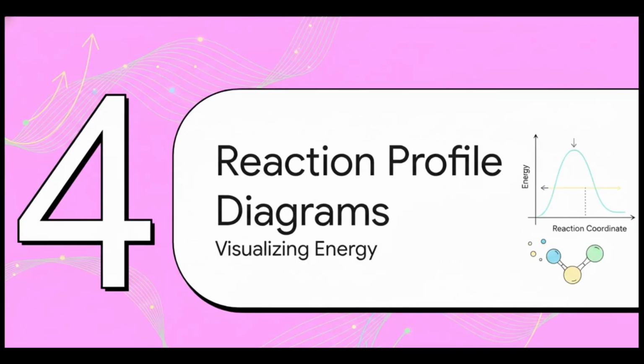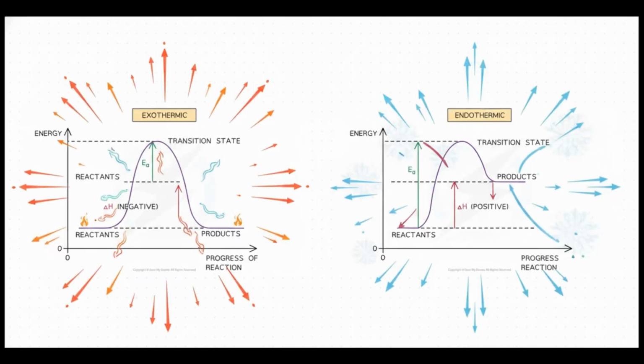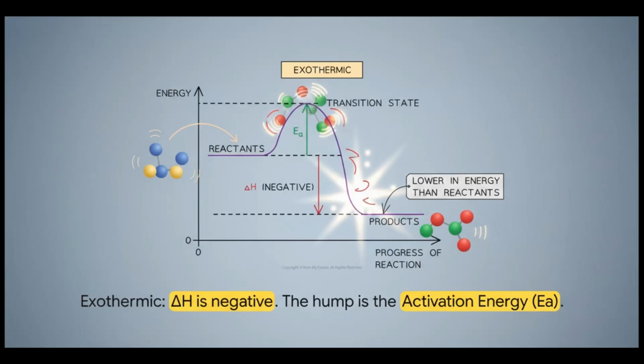Doing the math is great, but sometimes the best way to really get a feel for the energy journey of a reaction is to actually see it. And that's where these reaction profile diagrams are so useful. Just look at these two side by side. The most important difference to spot is the finish line. See how in the exothermic one on the left, the products finish at a lower energy level than where the reactants started? That's because energy has been released. But in the endothermic one on the right, the products are way up high. Energy has been absorbed.